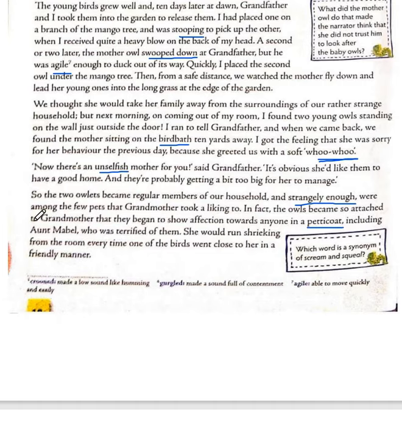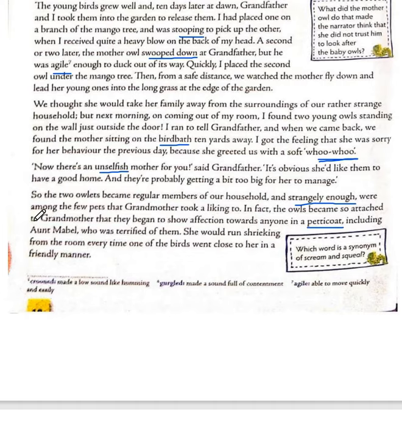Aunt Mabel is another character in the family. She is the narrator's aunt, who was terrified of them. She was frightened of them and was not happy with them. She was a bit frightened of those birds, those owlets.